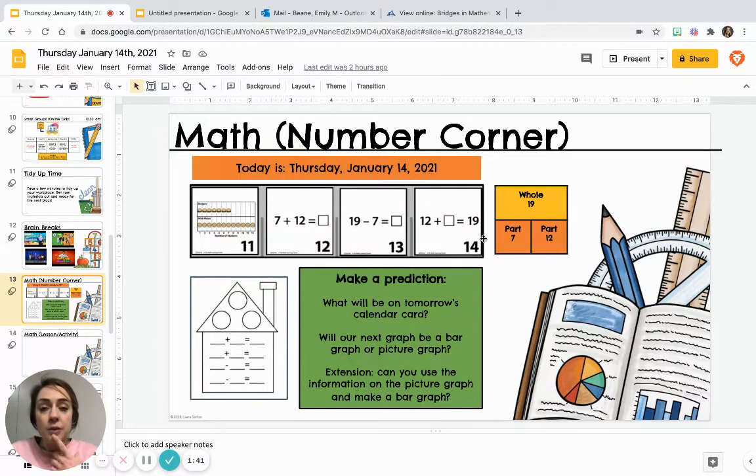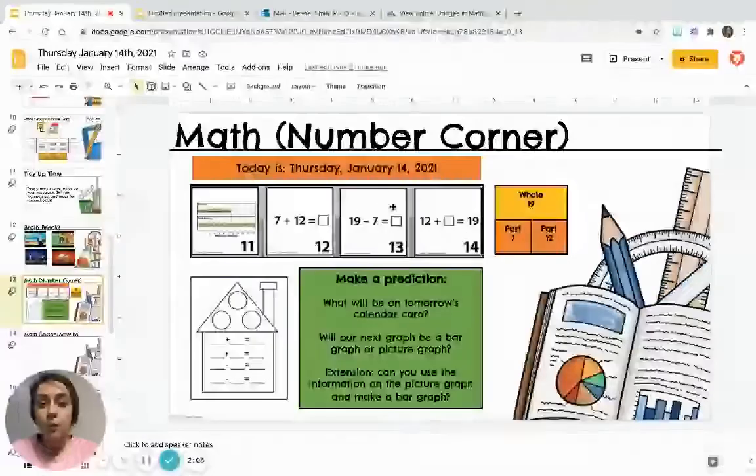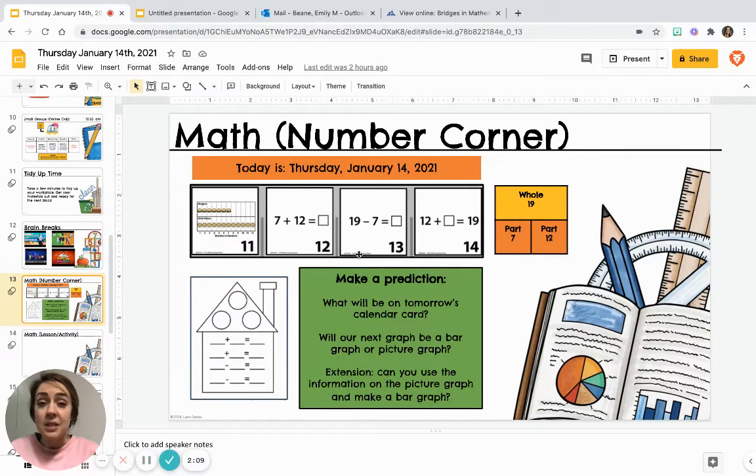So I want you to make a prediction about what will be on tomorrow's card. We have 3 of our number sentences so far. So there's only one more possible thing that could be on tomorrow's card. I know that it's going to be a subtraction number sentence. So now I'm going to leave it up to you to figure out what that subtraction sentence is going to be. This is what it was yesterday. So knowing what yesterday's subtraction number sentence looked like, that should make it easier for you to figure out tomorrow's.